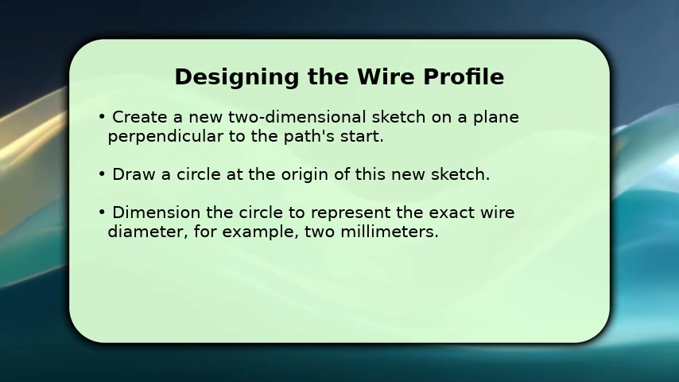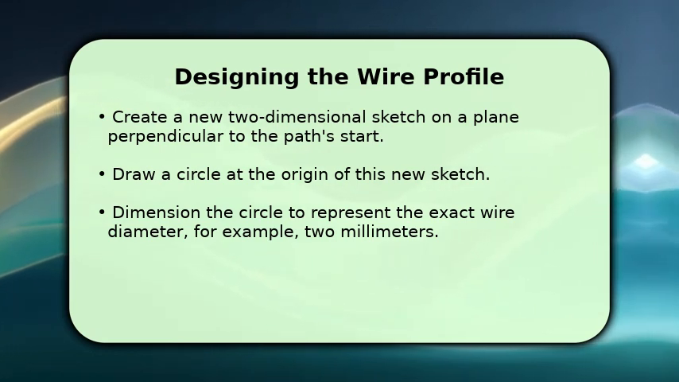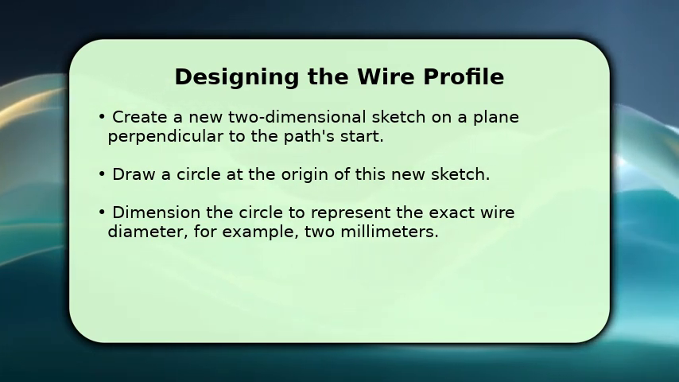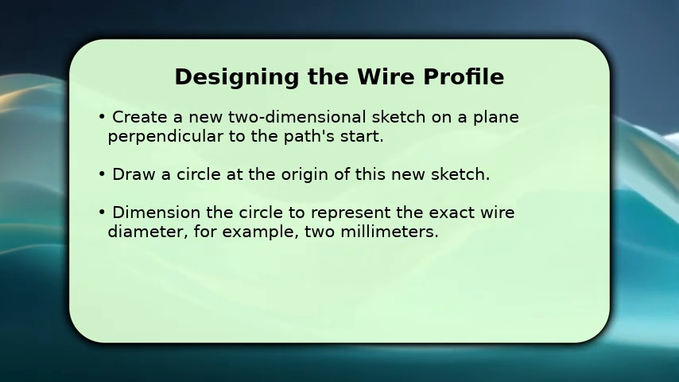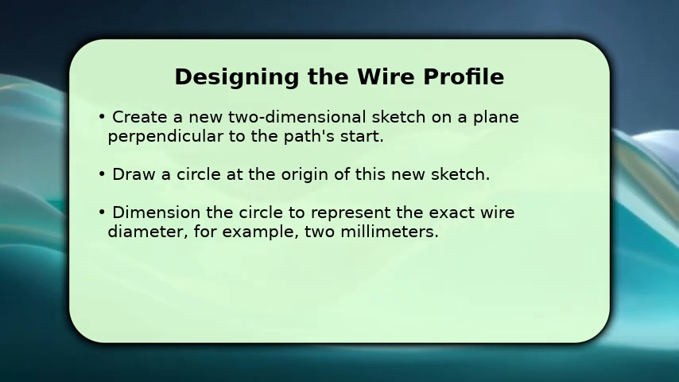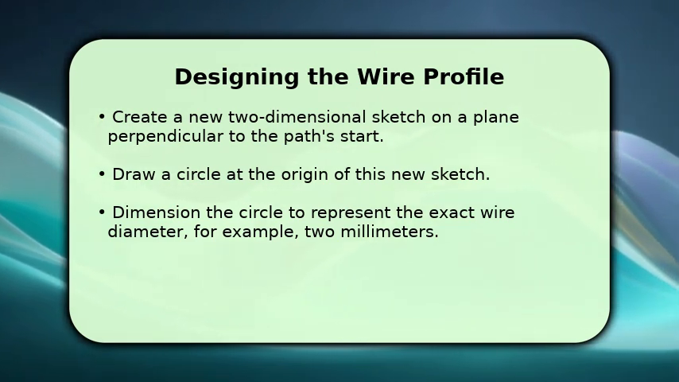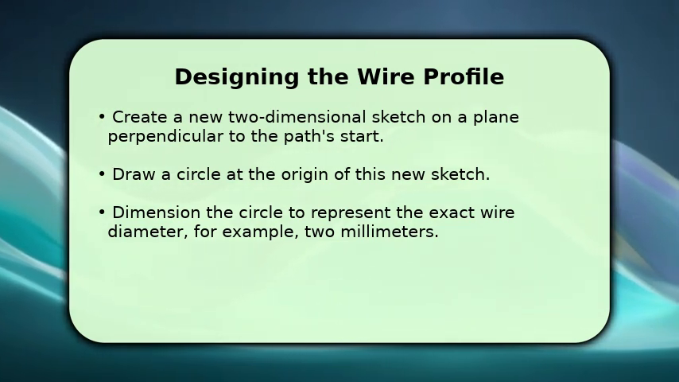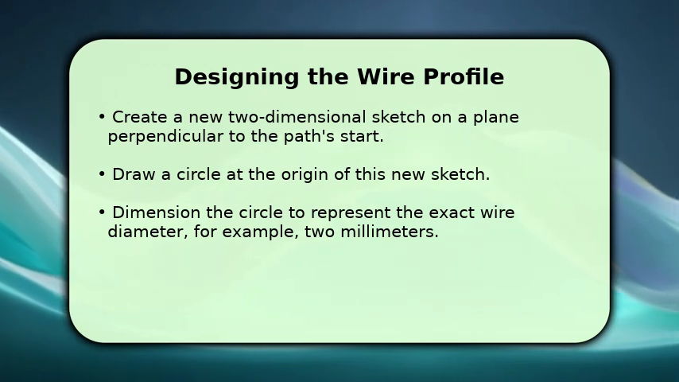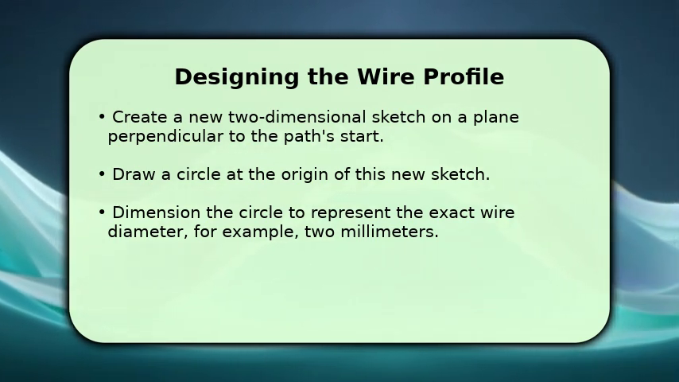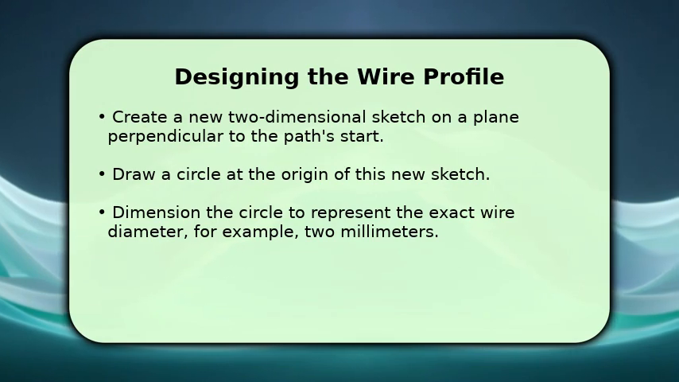If you're creating a custom profile, start a new two-dimensional sketch on a plane that is perpendicular to the beginning of your three-dimensional path. Draw a circle at the sketch origin and set its diameter, perhaps to 2 millimeters. For simple wires, SolidWorks also offers a convenient circular profile option directly within the sweep feature, saving you a step.